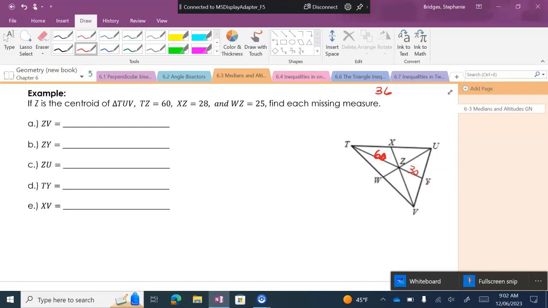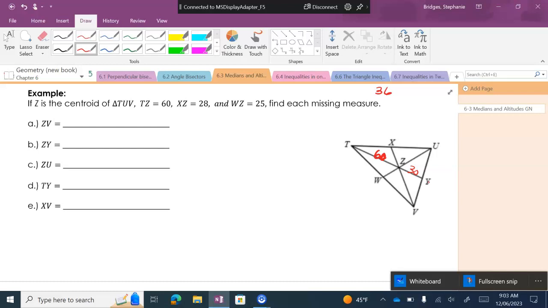How do you mean 30? It's half of 60. Does that make sense? Somewhat? Okay, you got to remember those. From the vertex to the centroid, this piece here is the bigger piece. This is the little piece. Okay? And the little is always half of the big.